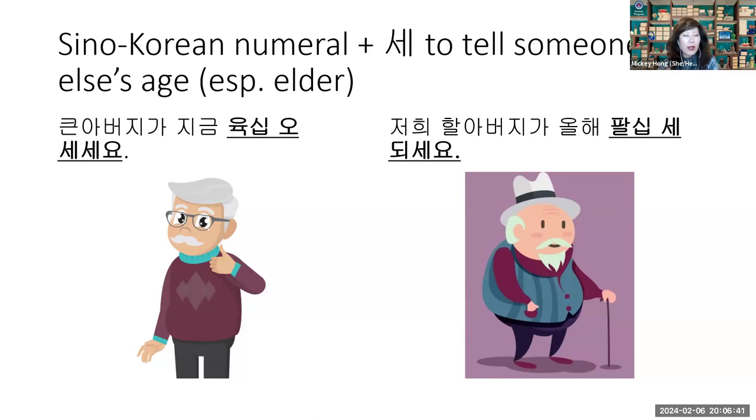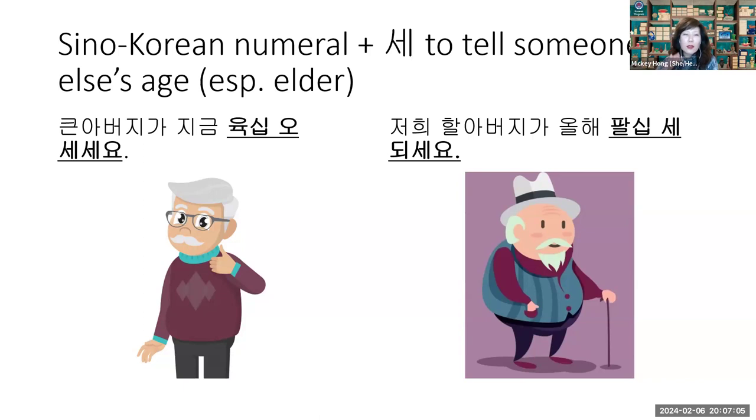So my uncle, my father's older brother, is 65. Instead of 65살이세요, you could say 65세세요. 저희 할아버지가 올해, this year, 83 되세요. He becomes 83 this year.